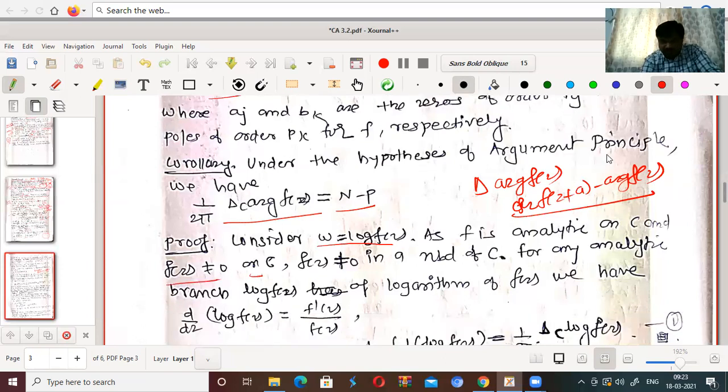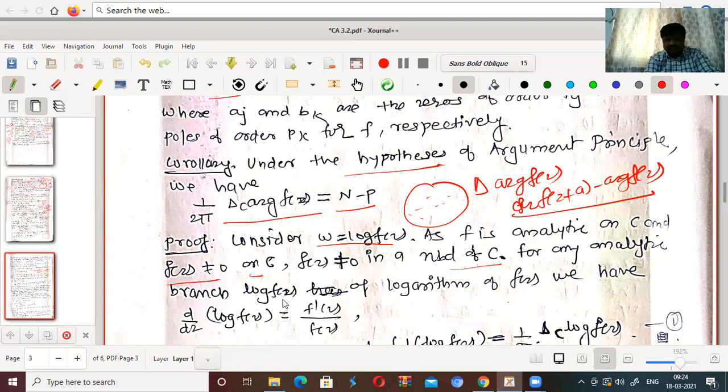because under the hypothesis of the argument principle you are saying... What does the hypothesis of the argument principle mean? Small f of z is meromorphic in D, and if C is any curve, then there are only a finite number of zeros and poles for that f of z, and all the poles must lie inside the curve. As f is analytic on C, because no pole lies on the curve, and f of z not equal to 0 on C, so no pole or zero on C, therefore it is analytic and non-zero on C. f of z is not equal to 0 in the neighborhood of C also.